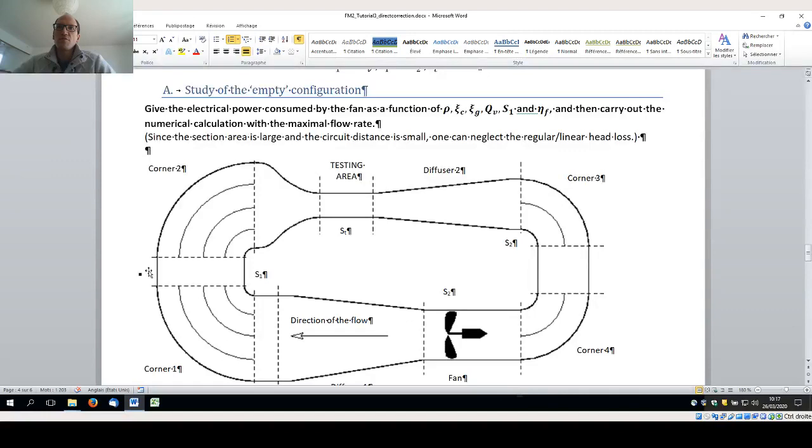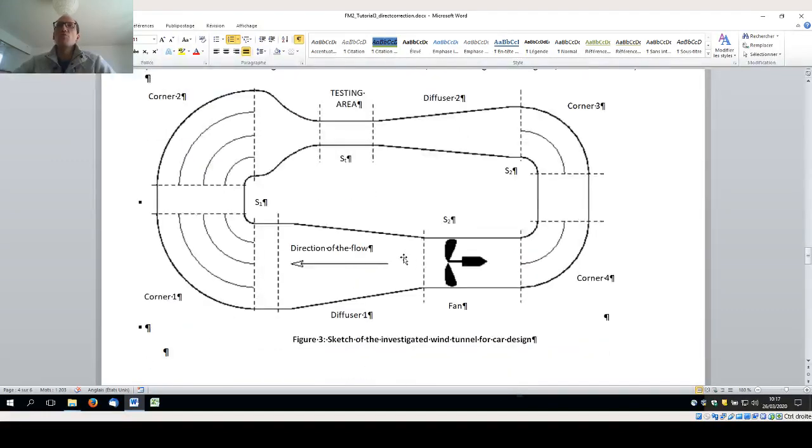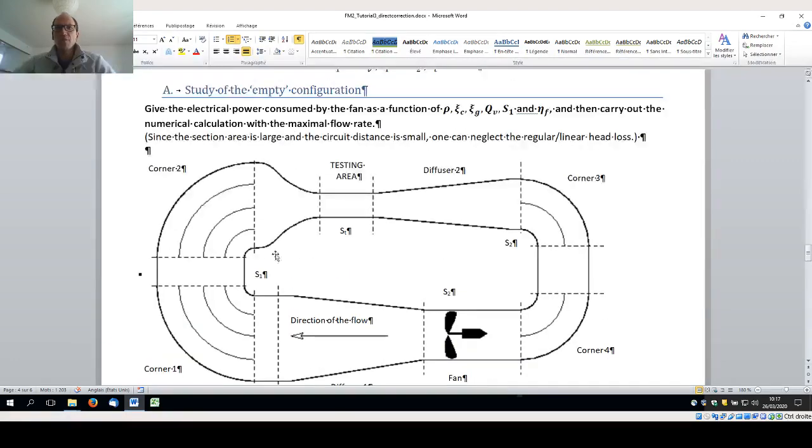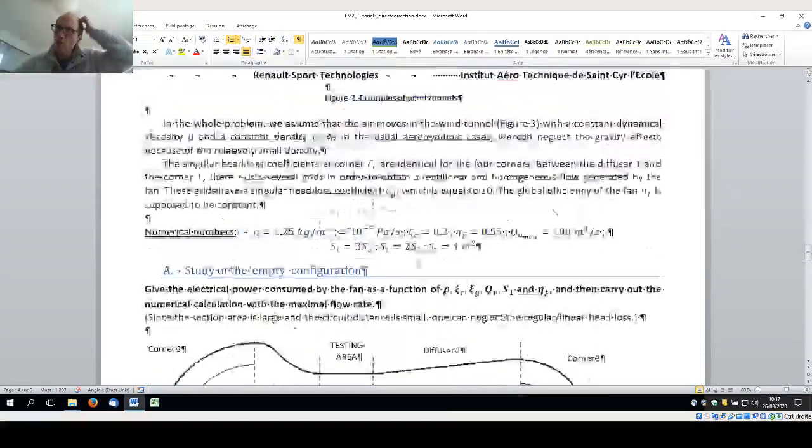And inside this wind tunnel we have different elements. We have a first diffuser, which is changing the diameter from this one to this one. You have different corners with some specific devices to have a flow which is well organized. You have a convergent area here, the testing area, a second diffuser, and two other corners to make a closed circle.